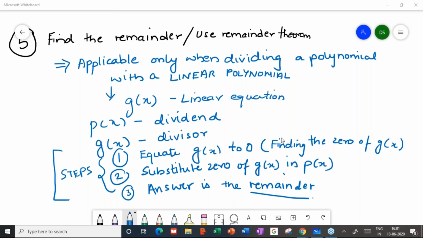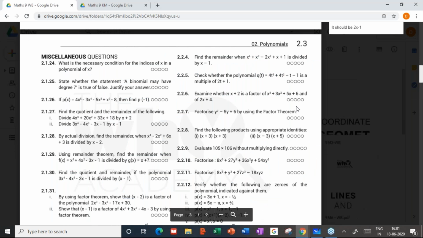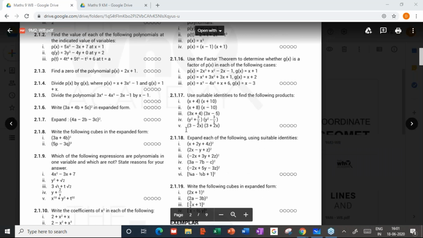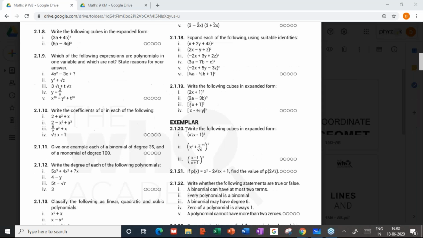If they ask for the quotient also, no, Atharva, see, the kind of question you might get is they might just ask you to find the remainder. They are not going to give you a hint that you can use remainder theorem. They might just say find the remainder and give you a polynomial. Okay, let me show you.